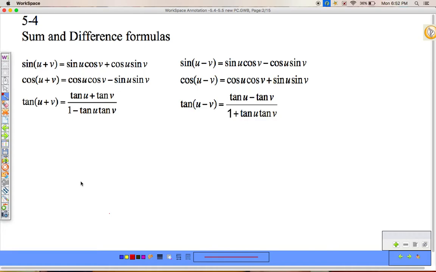Real quick, they're just formulas. The difference between sine of u plus v and sine of u minus v is the sign in the middle. Sine of 2 angles added has a plus sign between them. Sine of 2 angles subtracted has a minus sign. Cosine is the opposite. U plus v is going to be a minus. U minus v is a plus. For tangent, you have the positive on the top, which makes a negative on the bottom for u plus v. And u minus v has a negative on the top and a positive on the bottom. Do what you got to do to know what the formulas are. And we're going to use these to find exact value answers that are not on the unit circle.